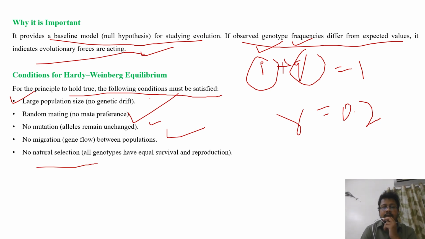There should be no natural selection, because natural selection will give preference to a particular allele. If it favors the allele P, the frequency of P will increase, and it may give rise to new alleles. So P plus Q will be disturbed. So this also is not favored in Hardy-Weinberg equilibrium.